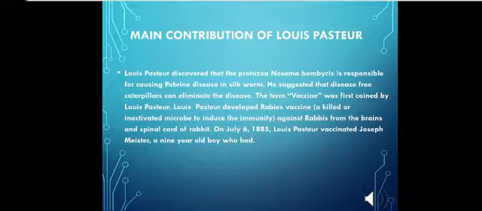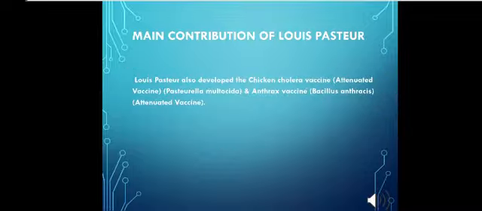The term vaccine was first coined by Louis Pasteur. Louis Pasteur developed a rabies vaccine, a killed or inactivated microbe to induce immunity against rabies, from the brains and spinal cord of rabbits. On July 6, 1885, Louis Pasteur vaccinated Joseph Meister, a 9-year-old boy. Louis Pasteur also developed the chicken cholera vaccine, an attenuated Pasteurella multocida vaccine, and the anthrax vaccine, an attenuated Bacillus anthracis vaccine.